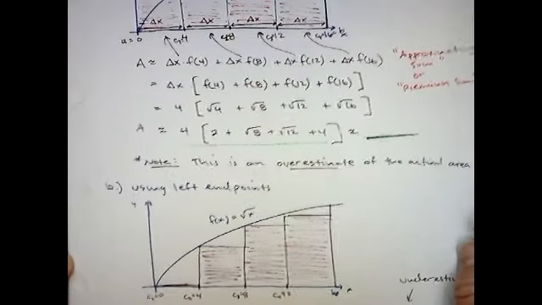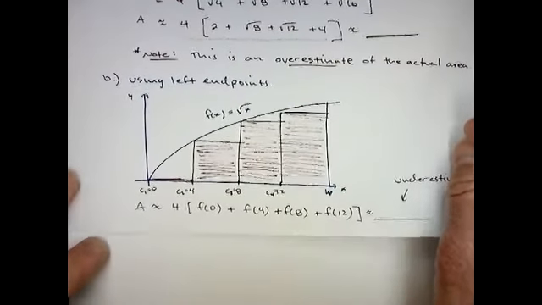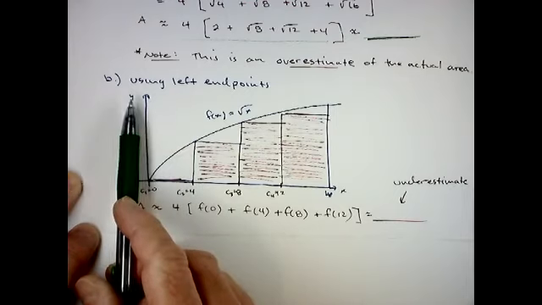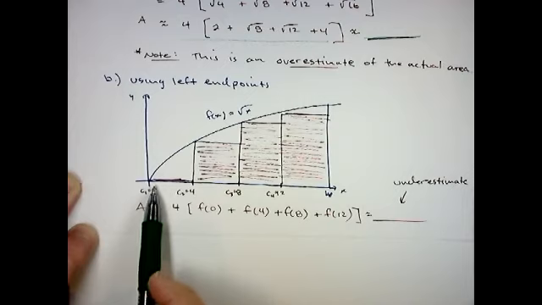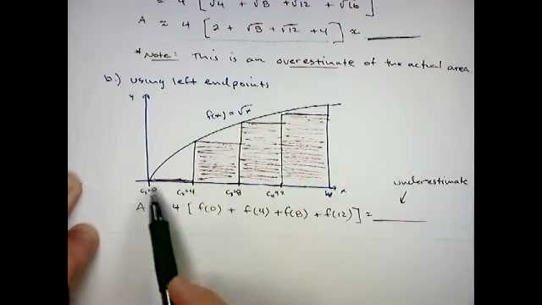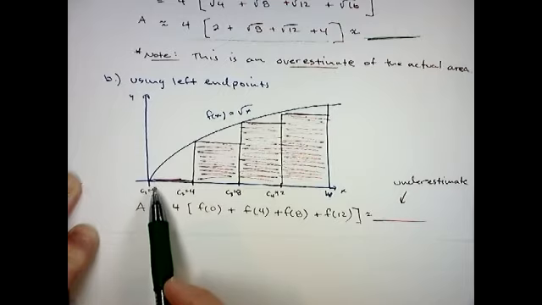Now, another way to get an estimation, we used right-hand endpoints to estimate the area in part A, and we saw that was an overestimate. I could also use left-hand endpoints. And so what that would look like, here's my square root function. I have the same delta x. I've got 0, 4, 8, 12, and 16. But now I'm going to use for each subinterval the left-hand number as my sampling number.